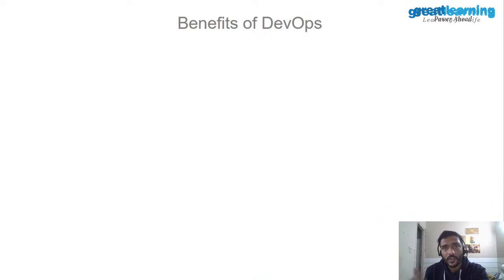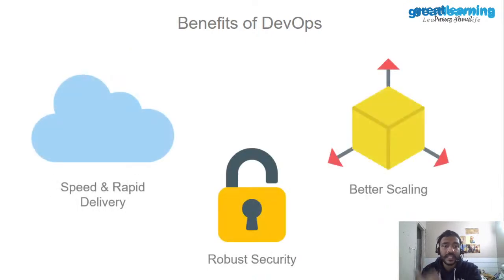And on the technical level, also, you have a lot of benefits, like you have speed and rapid delivery. So compared to older methods, you will see a lot more speed and rapidity when you're developing and delivering the software. And you will see robust security. There's a whole separate part of DevOps called DevSecOps. You don't have to think about it too much, but it is solely for concentrating on the security aspect. And implementing DevOps gives you a layer of security that you might not have previously seen. And the last thing is better scaling.